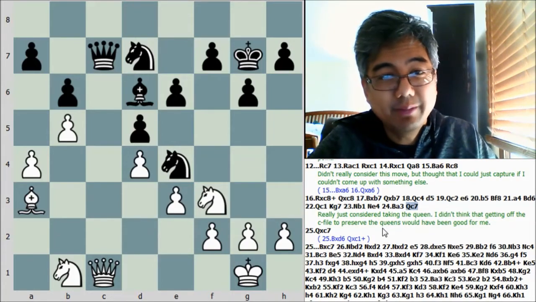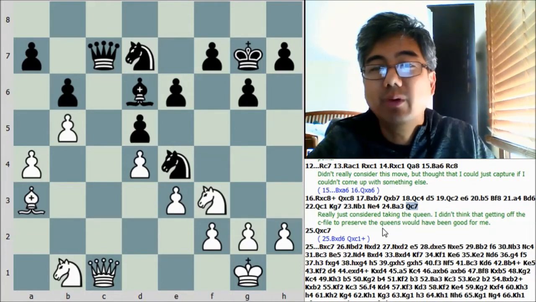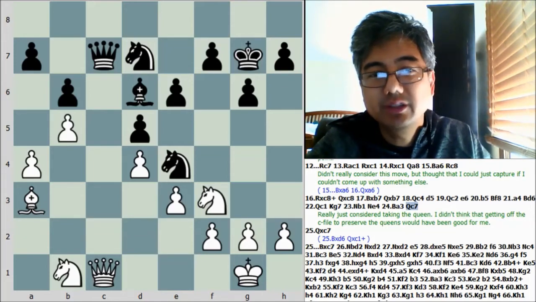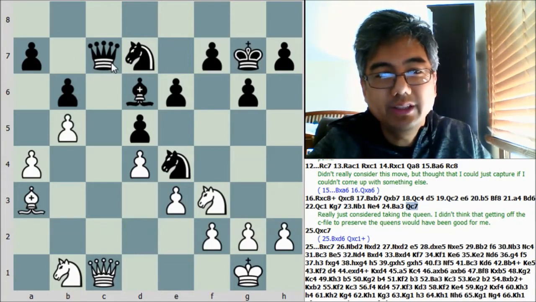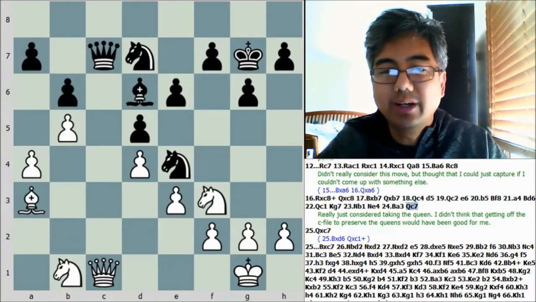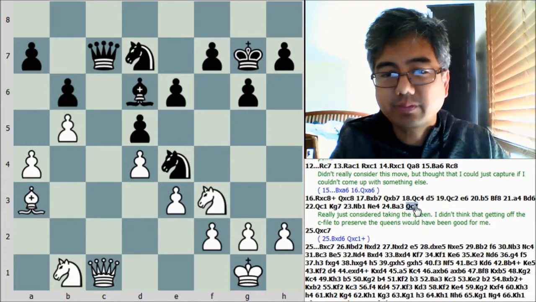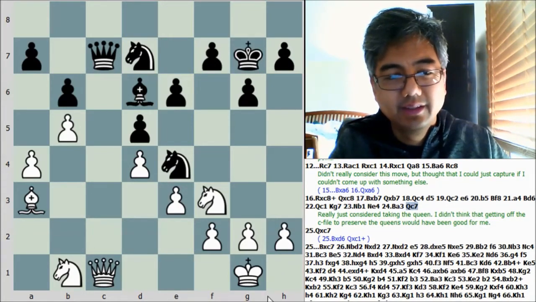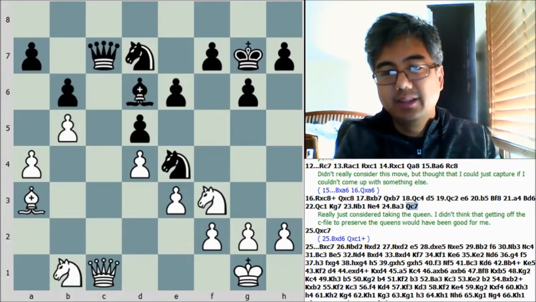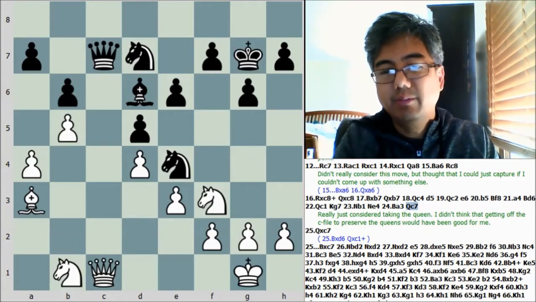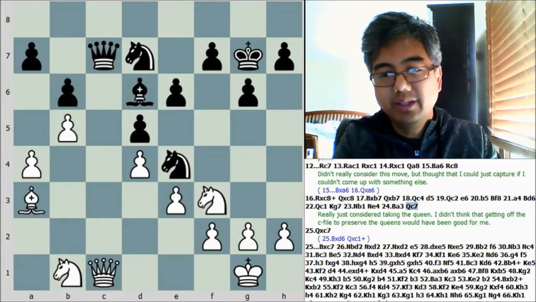The whole time I was talking about the fact that he couldn't get onto the c file, but one of the purposes of moving his bishop here to this position was so he could move his queen onto the c file to contest my queen. So again, I'll want to note that. And so what I'll put here, I'll make a comment here that I didn't consider my opponent putting the queen on the c file.